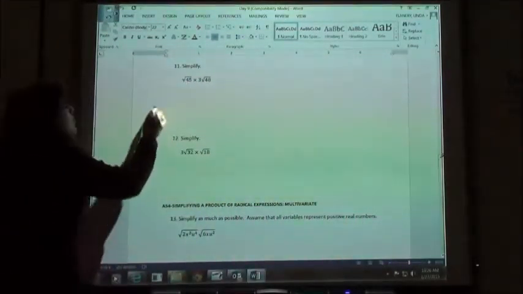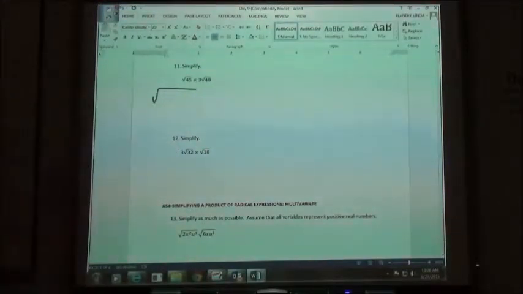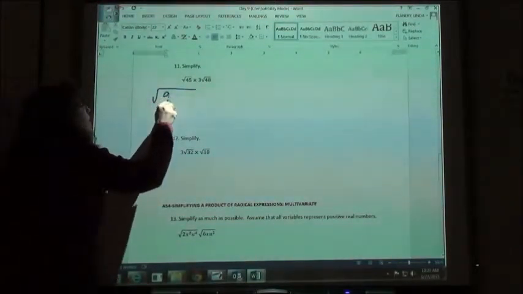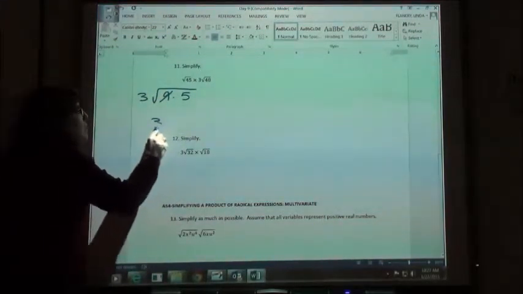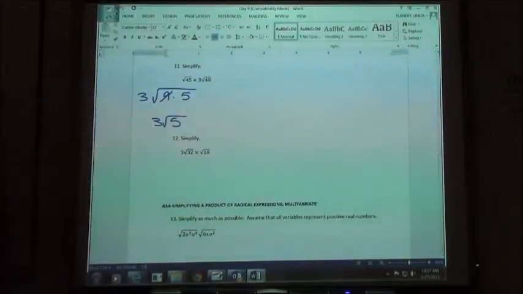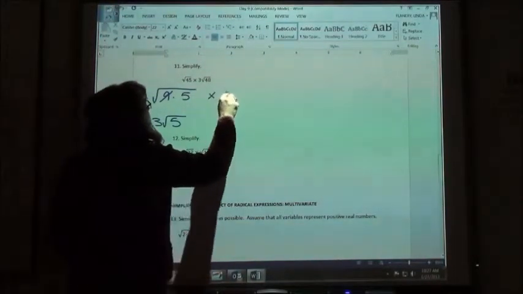So, number 11, we got 45. What times what is 45? One of which being our perfect square, of course. Nine times 5, right? 9 is my perfect square. 9 times 5, the square root of 9 is 3, so I get 3 square root of 5. And I have 3 square root of 48.